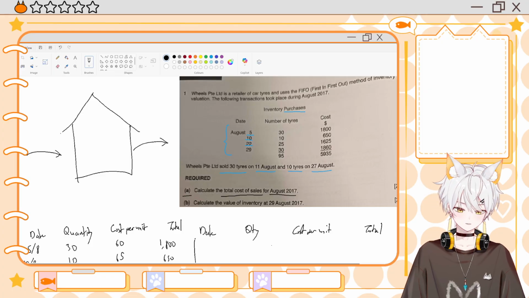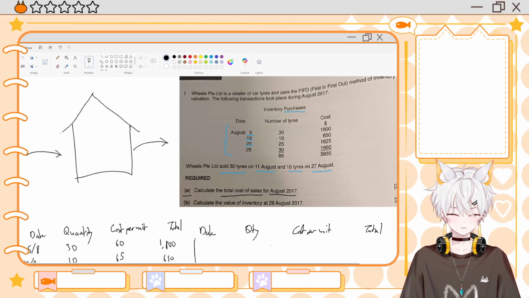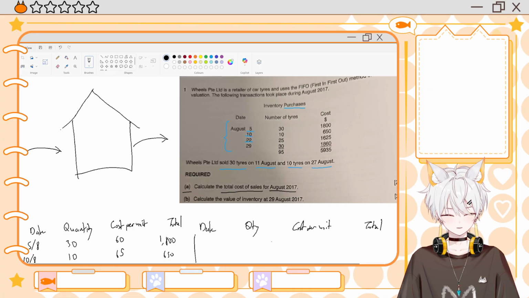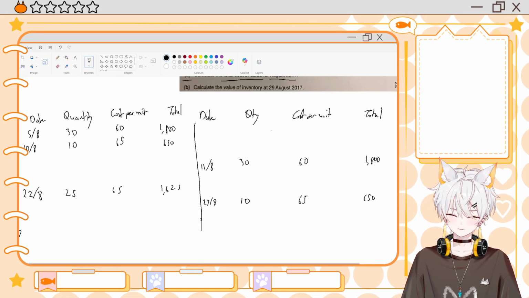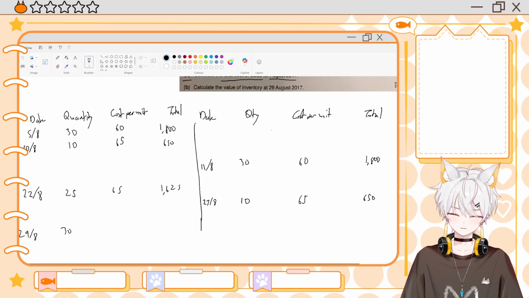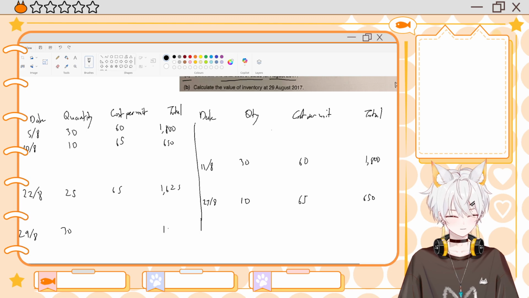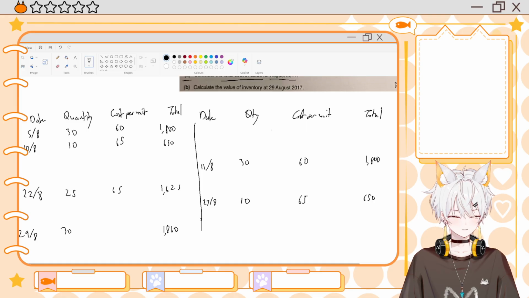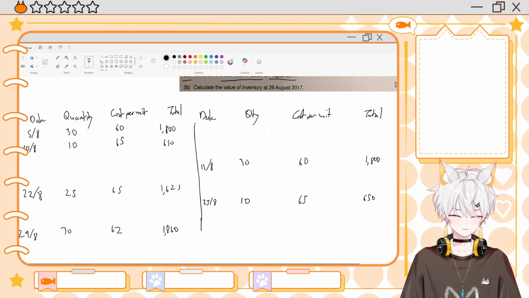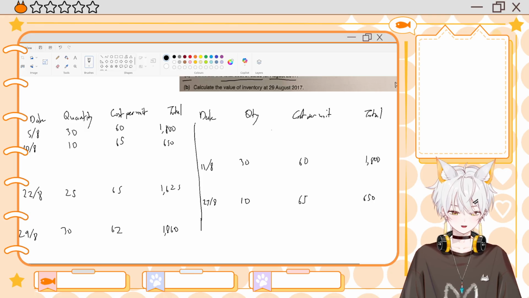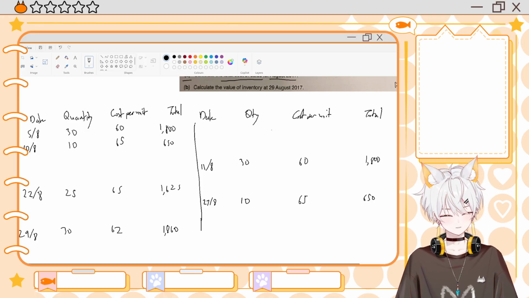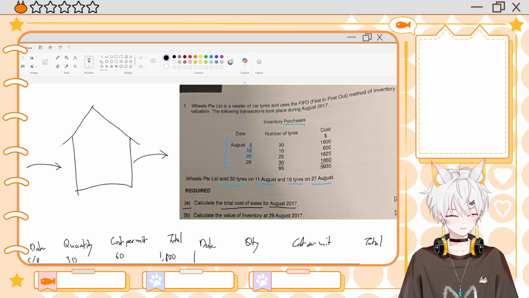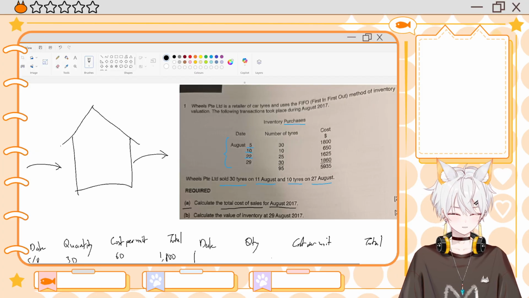Yes, there is another one on 29th of August. So how do you record it? 30 units for 1860. Divide by 30. That will be $62 a unit. Okay. Then that's it, right? No more activities for now. So then we can go to A.